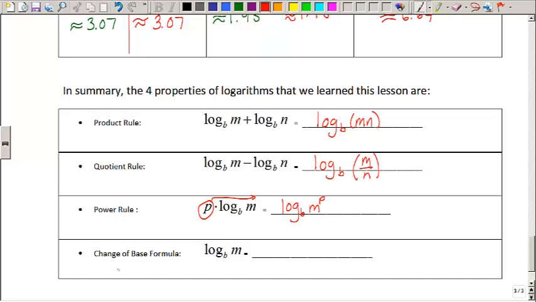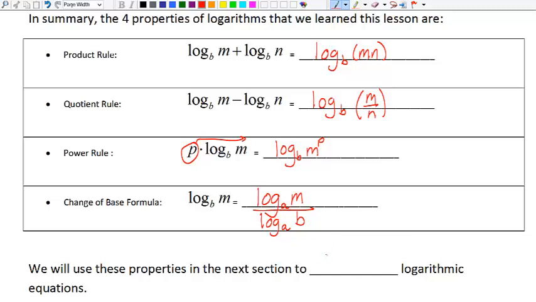And lastly, the change of base formula tells me that I can change my base b into any other base, usually for the purposes of calculating it on a calculator using the common log or the natural log. But I could, in general forms, write it log base anything you want, we'll say a, of m divided by log base anything you wish of the original base b. We will use these properties in the next section to solve logarithmic equations.